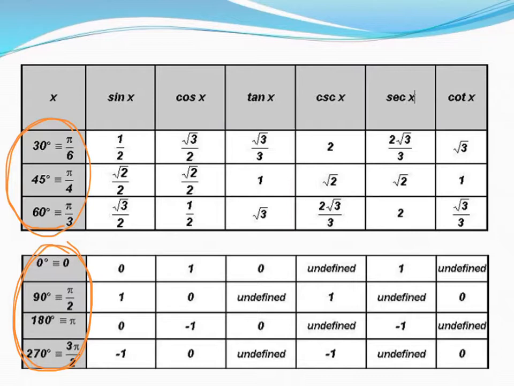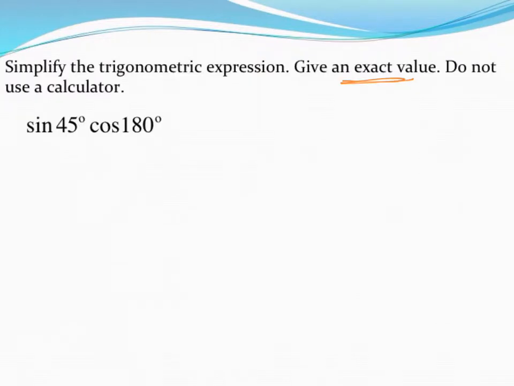So let me show you how these are going to work, and we'll take a look at a few examples, so feel free to skip around if you need a specific question. So in this case, I'm asked to find out what the sine of 45 times the cosine of 180 is. Well, again, we're not going to use my calculator or our calculators, but we can look these values up in our chart because 45 and 180 are both values in that chart.